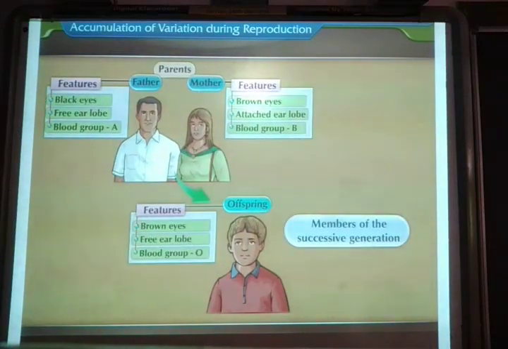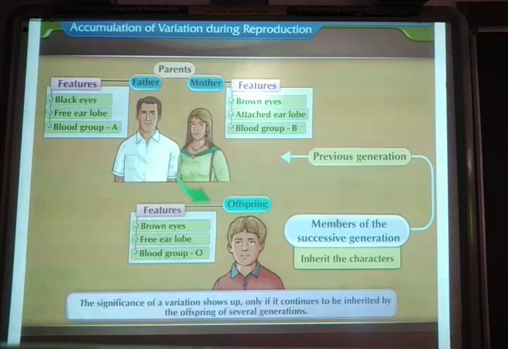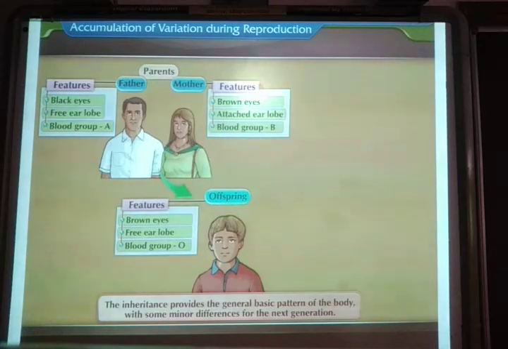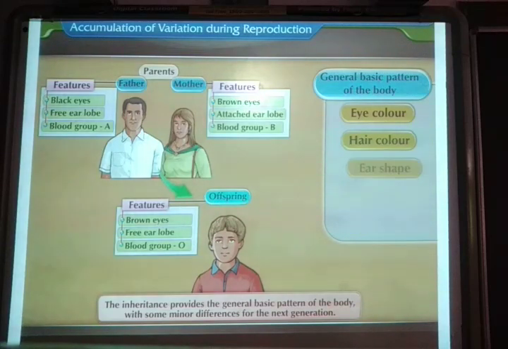The members of the successive generation inherit the characters of the previous generation. The significance of a variation shows up only if it continues to be inherited by the offspring of several generations. The inheritance thus essentially provides the general basic pattern of the body with some minor differences for the next generation.